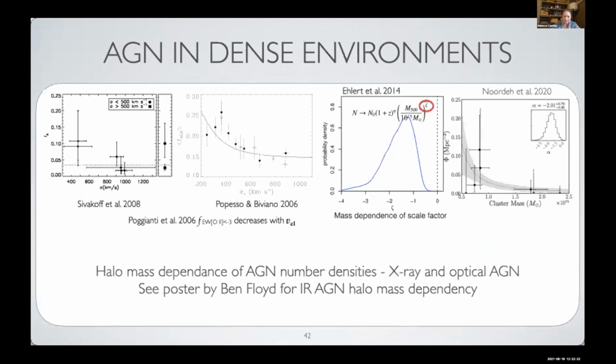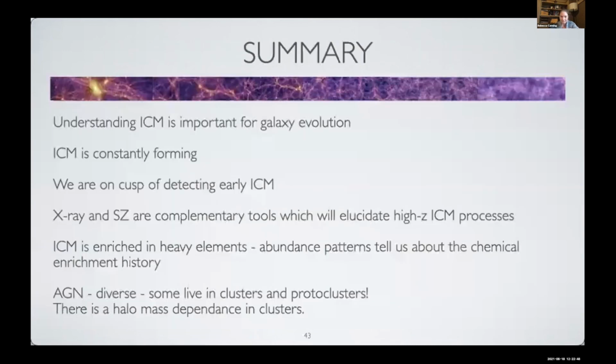My last take home from this before my summary slide is that we do see a halo mass dependence of AGN number densities. This was tentative at first, but I think it's starting to get firmed up in the X-ray and optical AGN. And I refer you to a poster by Ben Floyd, who is beginning to look at the infrared AGN dependence on halo mass. And I think I'm out of time. So I will leave you with my summary.